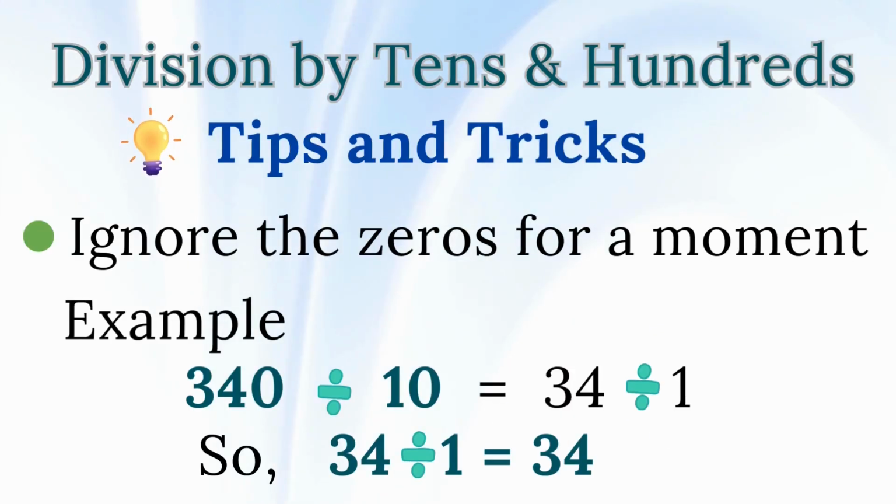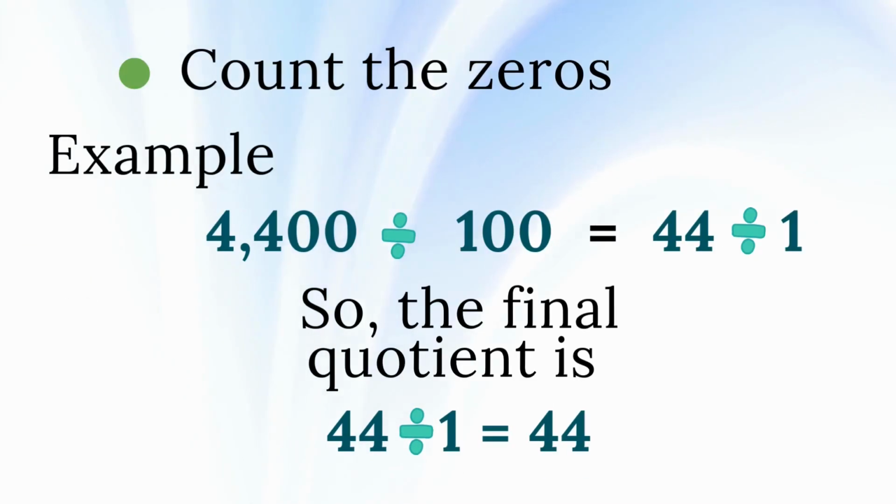Division by tens and hundreds. Tips and tricks. Tip 1. Ignore the zeros for a moment. For example, 340 divided by 10. Ignore the 0. 34 divided by 1 equals 34. Tip 2. Count the zeros. For example, 4,400 divided by 100. Ignore the 2 zeros. 44 divided by 1 equals 44.